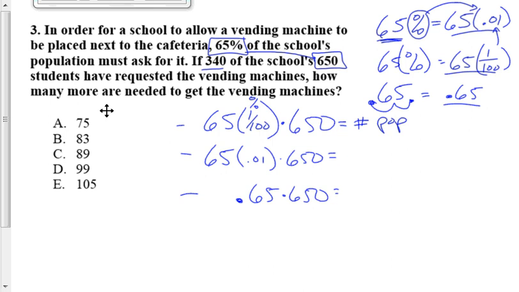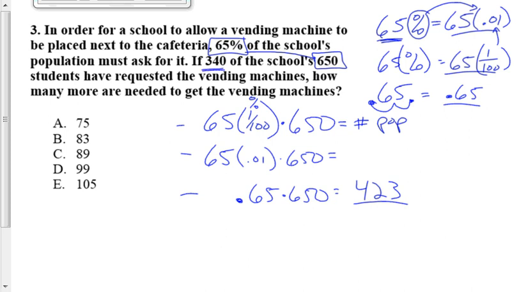And when you do 65% of 650, you get 422.5, which we can say is about 423 people. So looking back at the problem, we would need to have 423 people of the population saying they need or they want a vending machine.